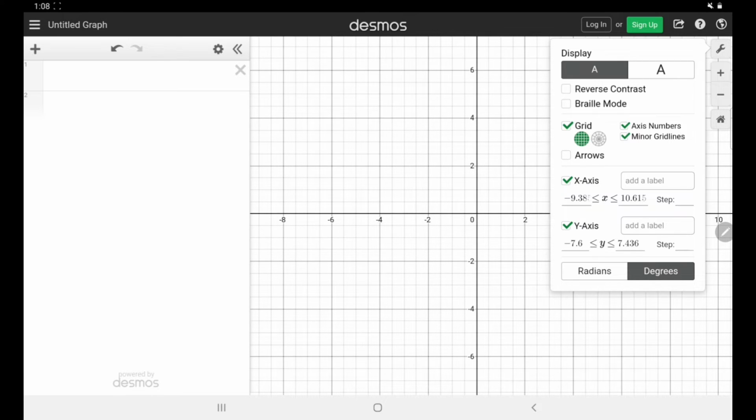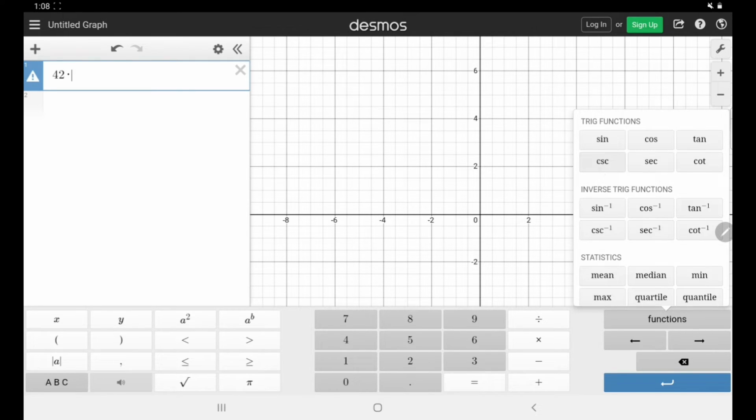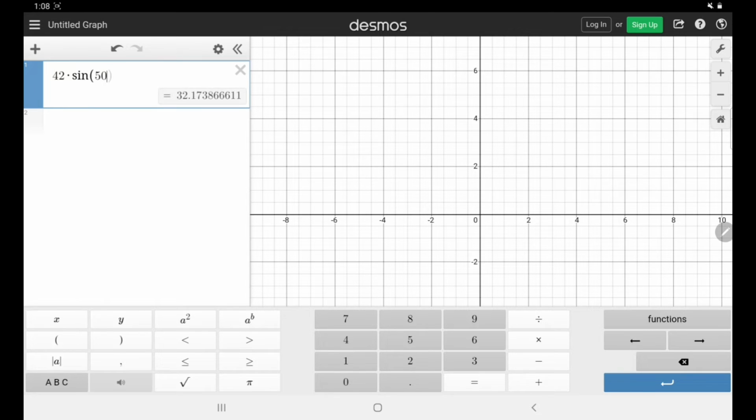Now all we gotta do is input our calculation. So what was it? 42 times the sin of 50. And then we got 32. And that's how we solve for sine. It's literally that easy. You just gotta do some basic algebra and some inputting, and then you're all fine. Let's do one more example just in case we don't fully understand.